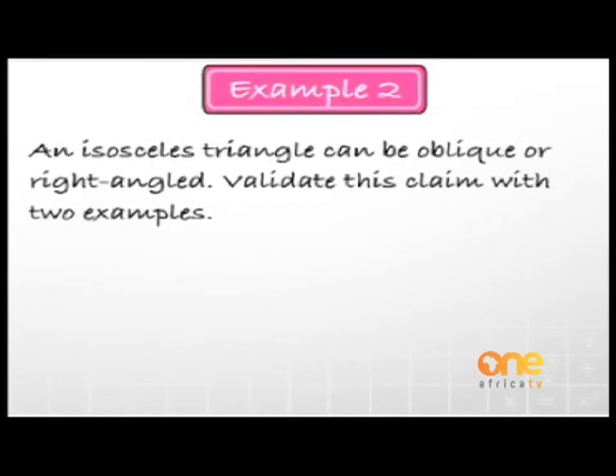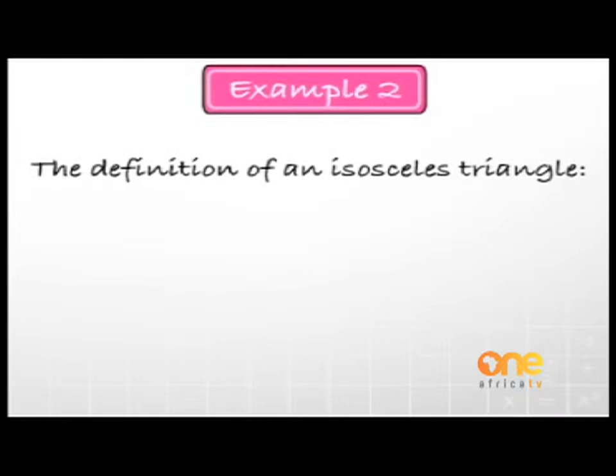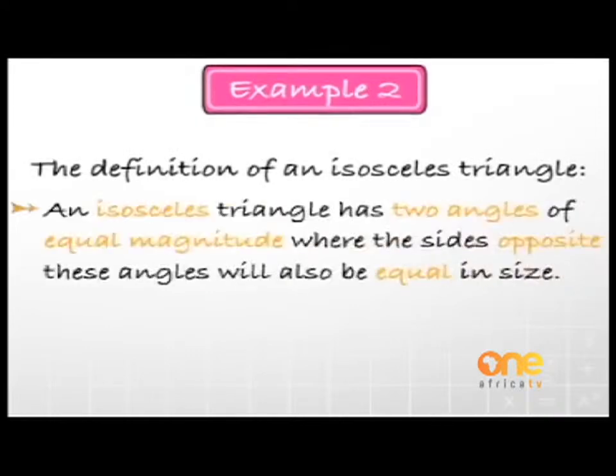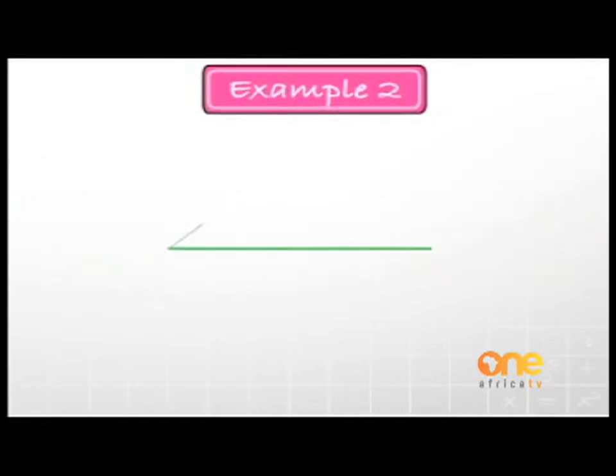We now move on to example 2. Example 2 says, an isosceles triangle can be either oblique or right angled. Validate this claim with 2 examples. To begin the solution to this question, we must first recall the definition of an isosceles triangle. Well, we know that an isosceles triangle has 2 angles of equal magnitude where the sides opposite these angles are also equal in size. Let us consider now triangle ABC.